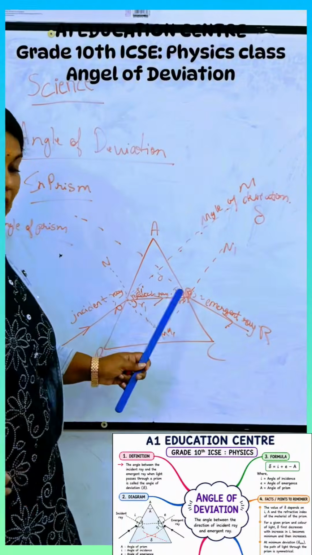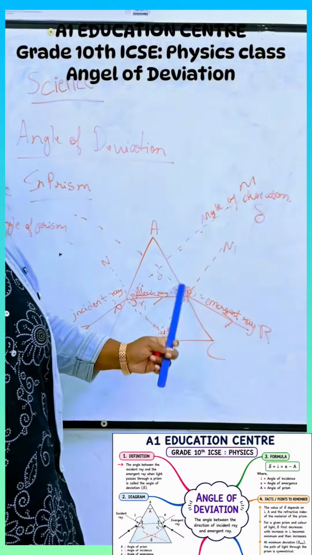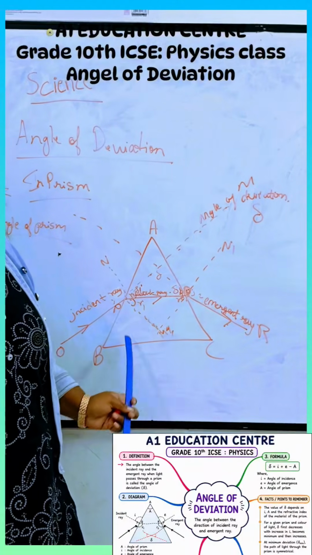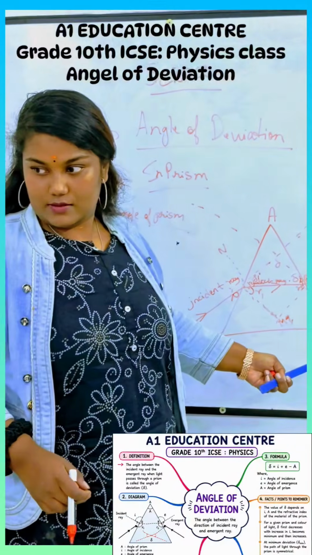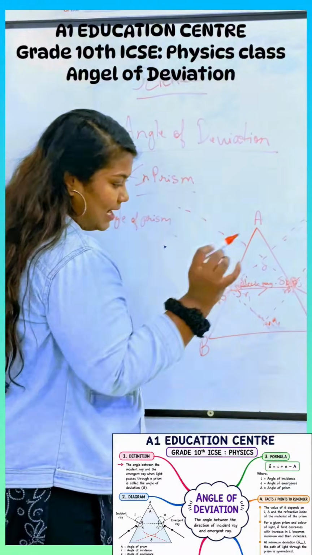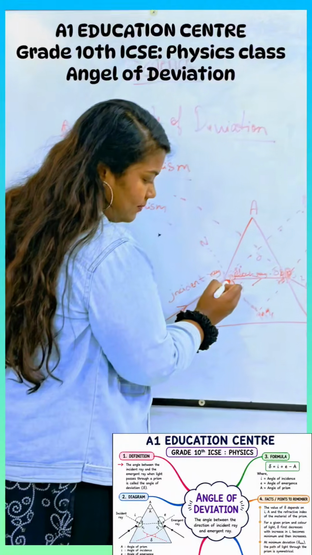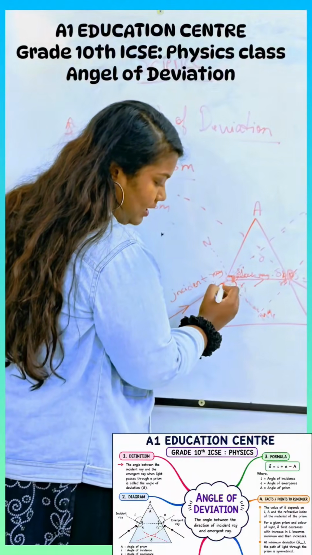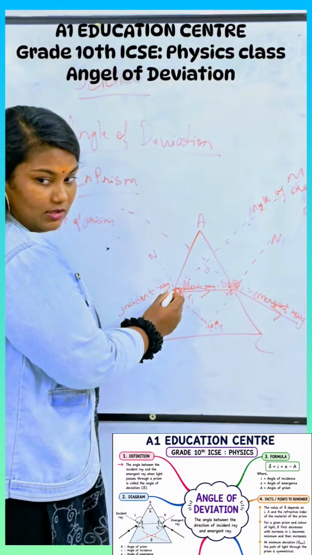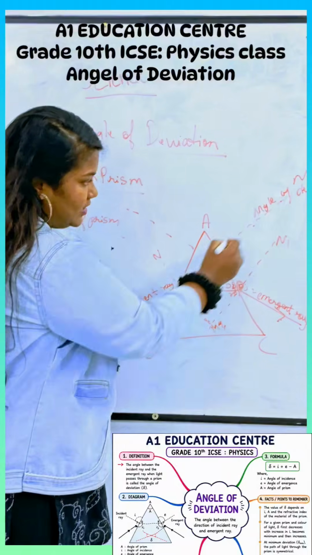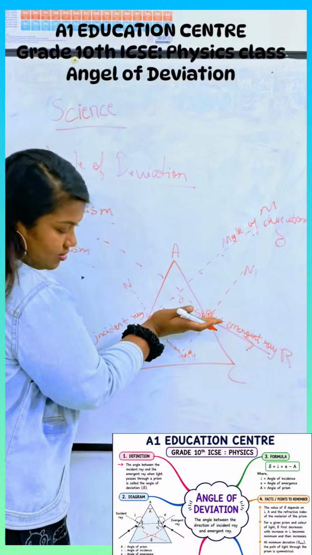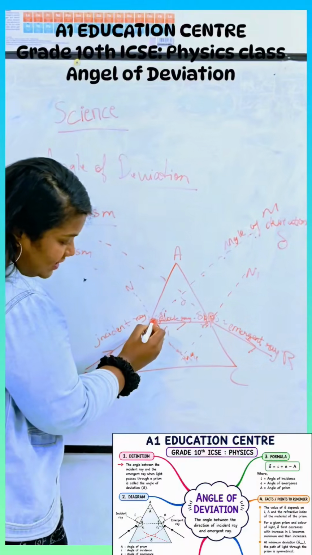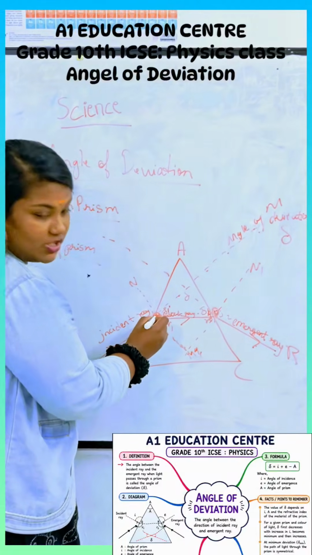But here it is bending because of what? Laws of refraction. It's obeying, correct? From one medium to another medium, isn't it? So, first angle of deviation, where is it happening? At the point P, correct? Instead of going straight, it bent this side. Isn't it? So this is the first angle of deviation.